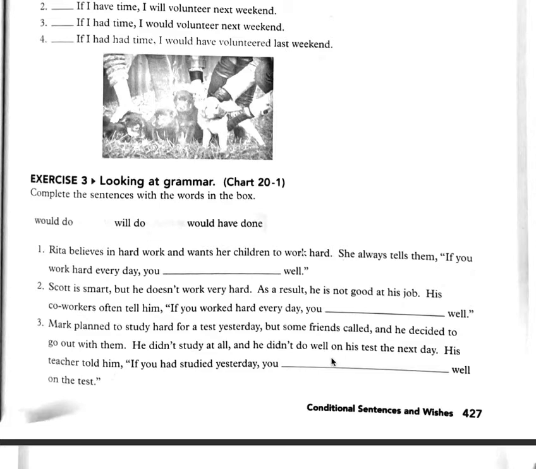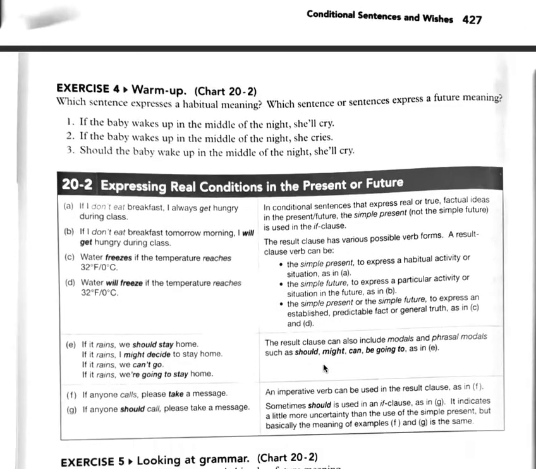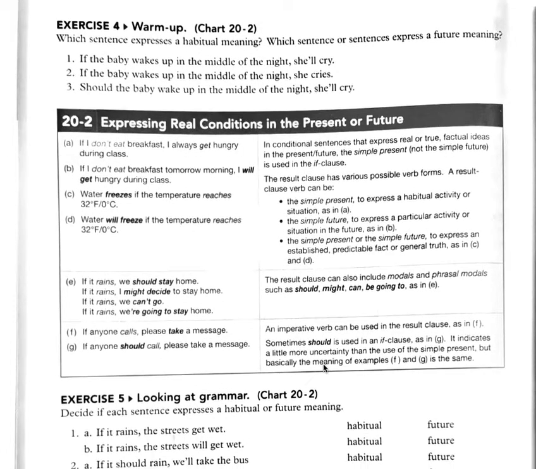If you turn the page, look at exercise 4. Which sentence expresses a habitual meaning? Which sentences express a future meaning? So here, this is using real conditions in the present or future. And remember, if it's real in the present or future, the if clause verb is going to be in the simple present, and the result clause will be either in the simple present form of the verb, or will plus the simple form of the verb.